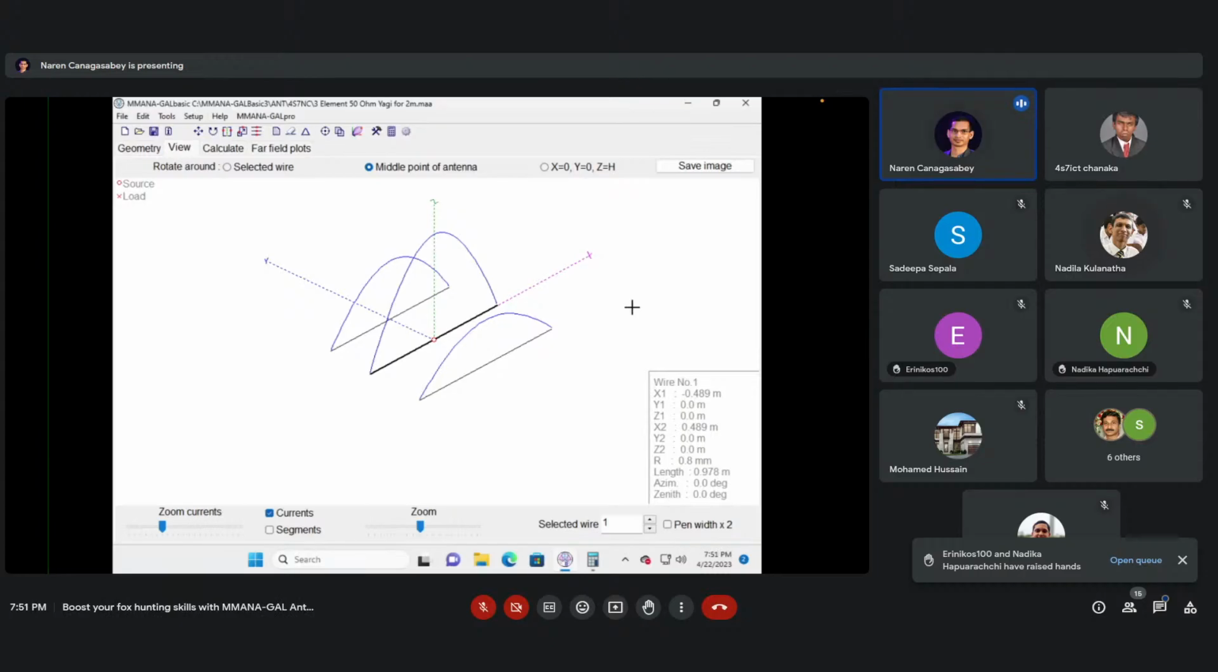And to make it a bit more sturdy, I usually take the center insulation of the RG213 cable, because that fits perfectly into a 3/8 diameter aluminum tube. So I generally use that to give added strength to the center elements, Nadika. But I generally keep around half a centimeter to 1 centimeter between the two elements. Okay, thanks, Naren.